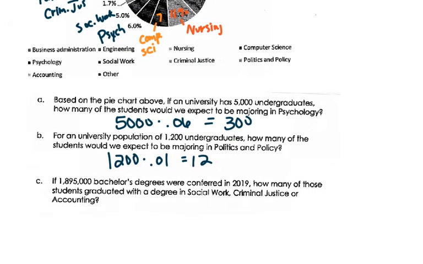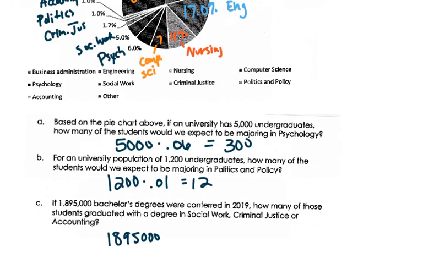And then big number, take that number. How many of those students would graduate with a degree in social work, criminal justice, or accounting? I'm going to add all 3 of those up, and I got 7.7%, so times 0.077, and you get this number right here. So just analyzing and being able to do some simple math.